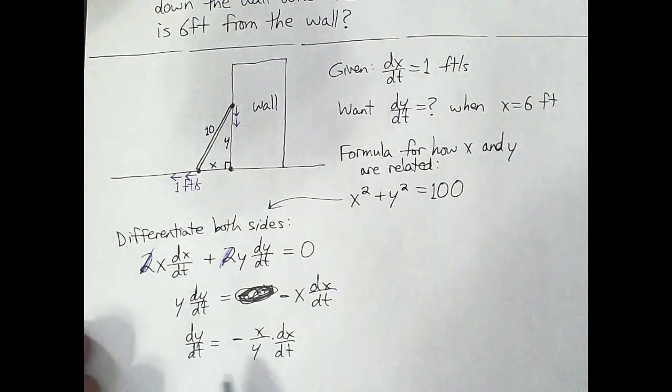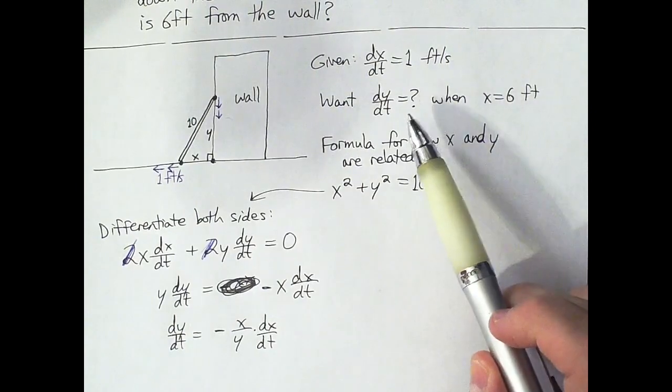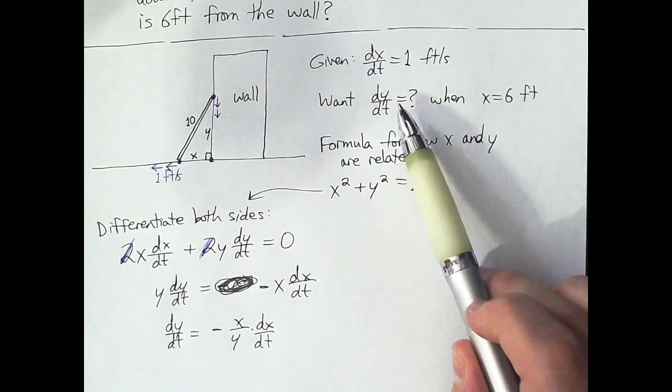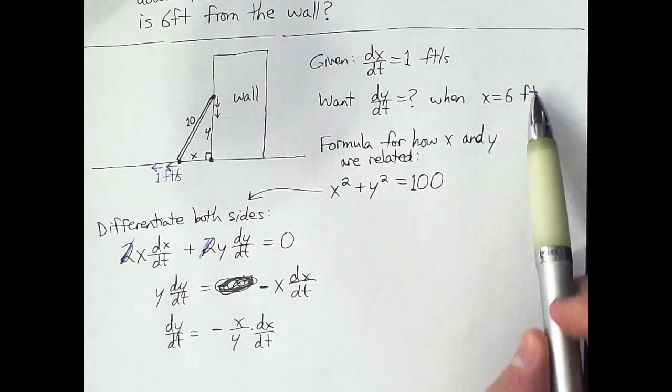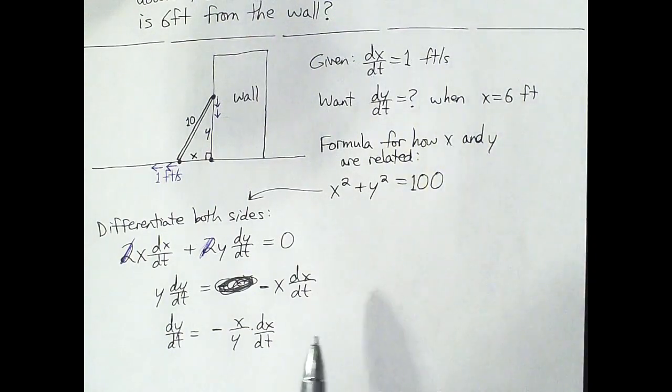Now, let's take a look at everything that's on the screen right now and think about it. What are we looking for? dy dt equals something when x equals 6. Oh, and we also know that dx dt is 1. So, at this point, can I put in 1 for dx dt and 6 for x and get an answer? There's one thing missing, isn't there? What are we going to plug in for y?